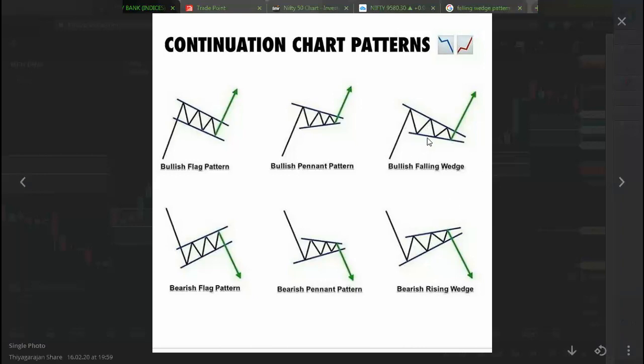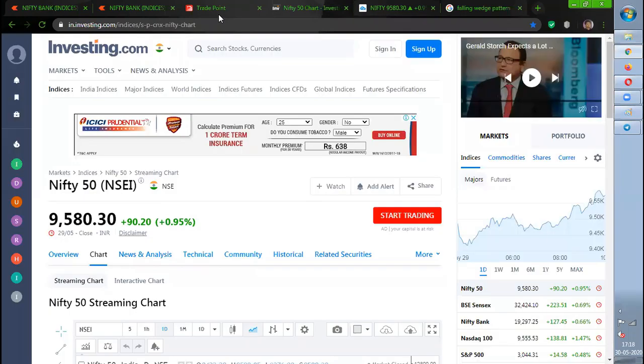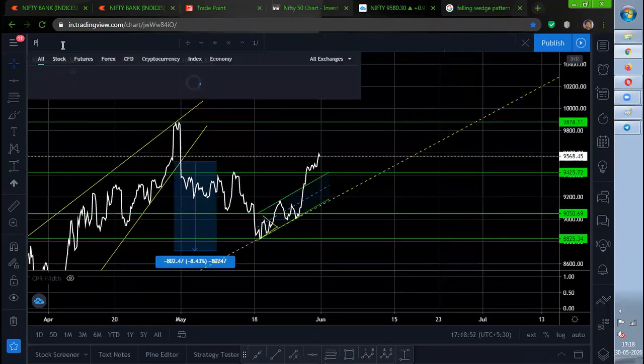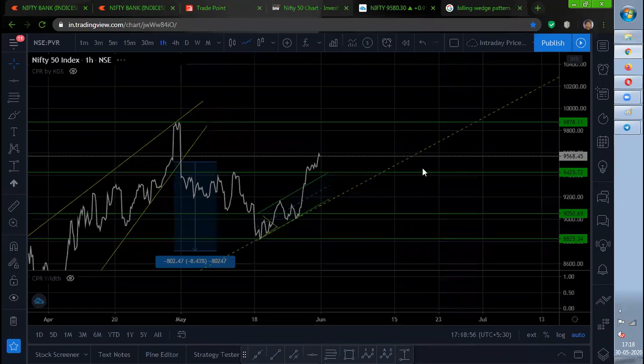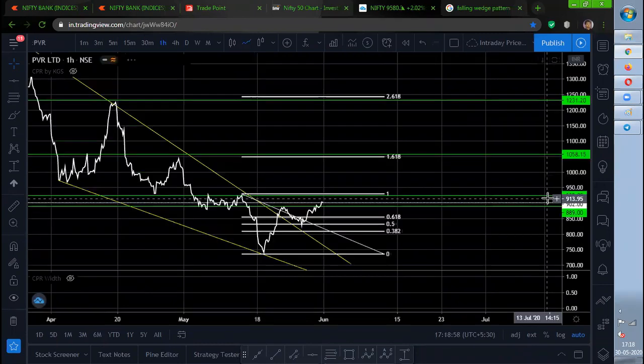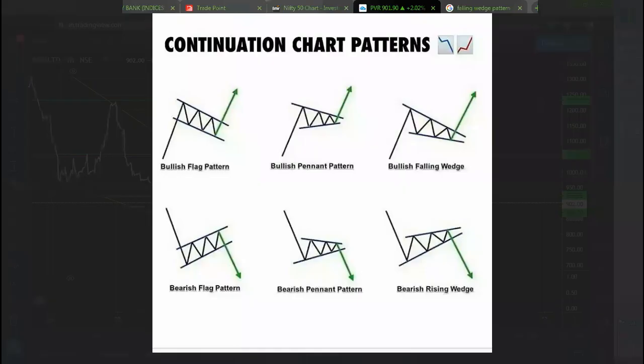This is what I showed in PVR. In PVR I showed this falling wedge. Pennant is also similar, bro. Mostly I don't see pennants, but pennant is also similar.